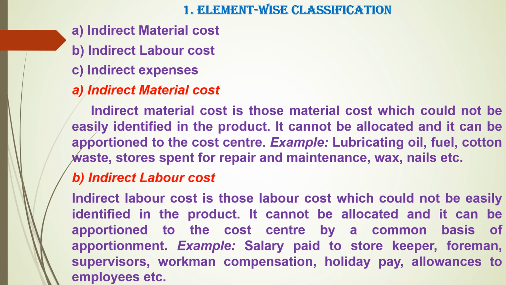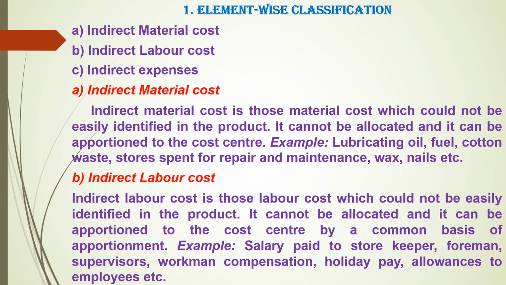A. Indirect material cost. Indirect material cost is those material cost which could not be easily identified in the product. It cannot be allocated and it can be apportioned to the cost center. Example: lubricating oil, fuel, cotton waste, stores spent for repair and maintenance, wax, nails, etc.